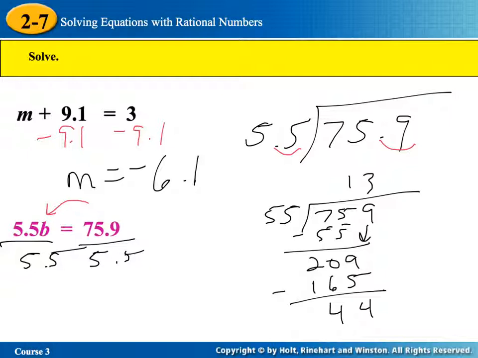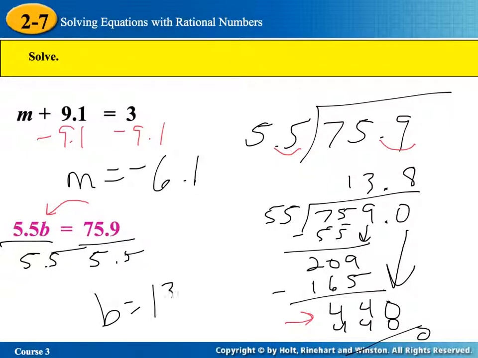Okay? So now, am I done? No, we're not. Why am I not done? Because I have a remainder here. We are not going to have remainders, not in pre-algebra. So we add our decimal and a 0, and bring this down. And we have 55 into 440. My answer is 8, which is 440. Now am I done? Yep, yipper-doodles. So b is equal to 13.8.